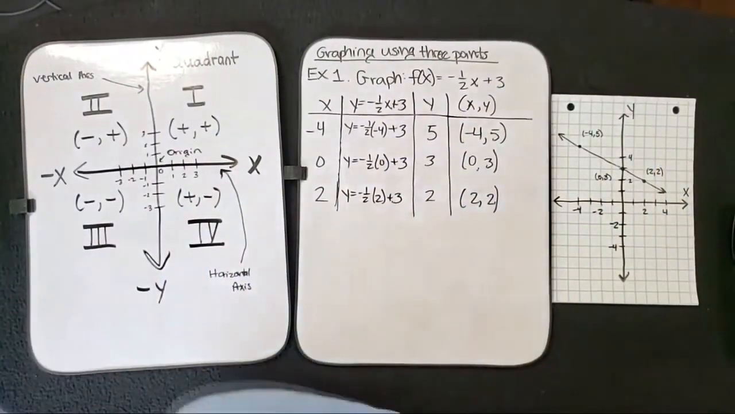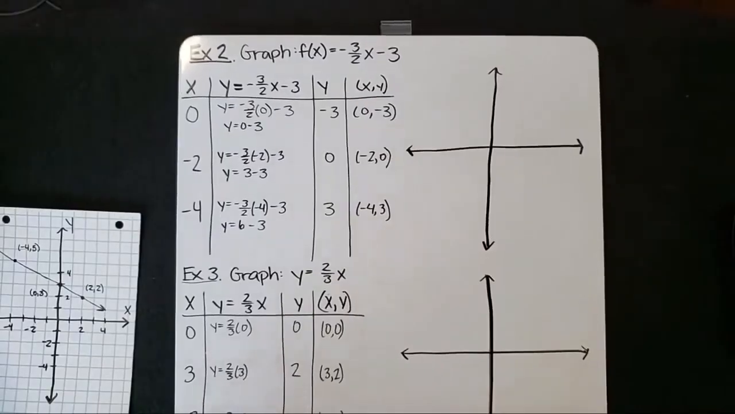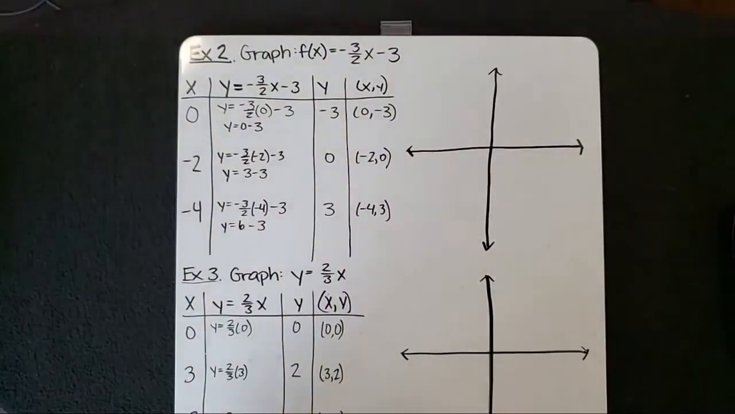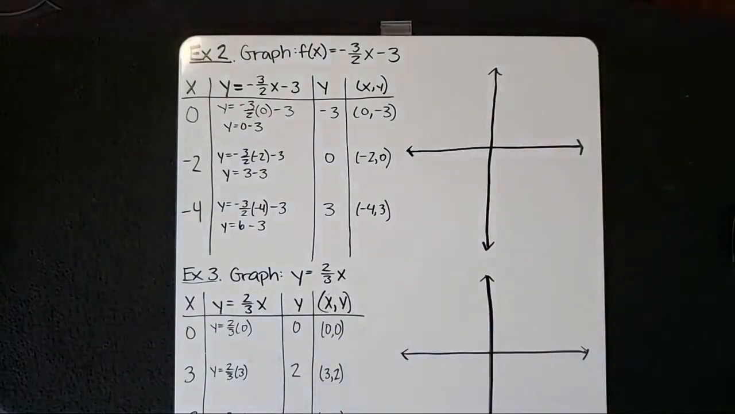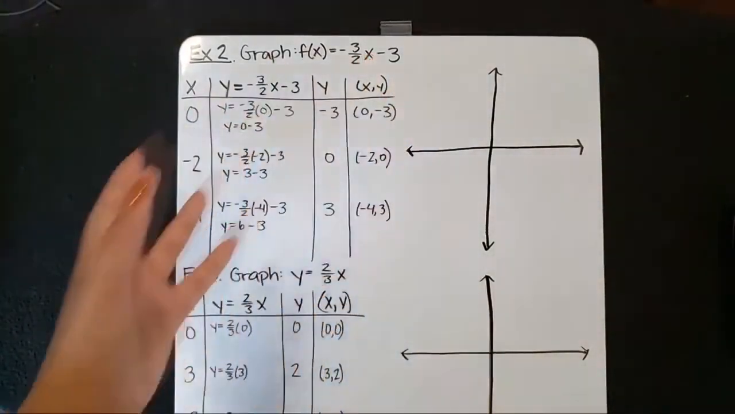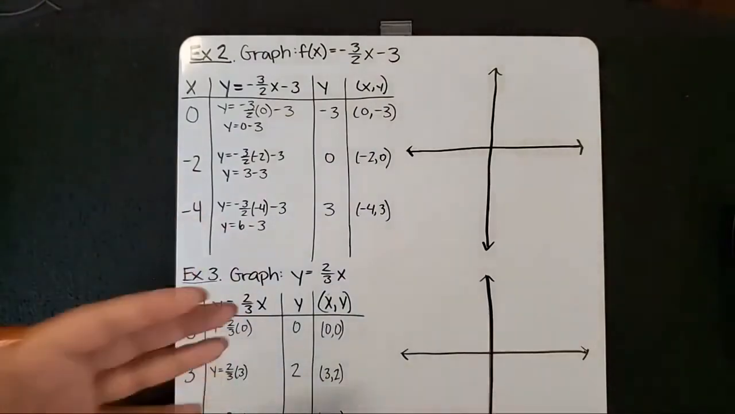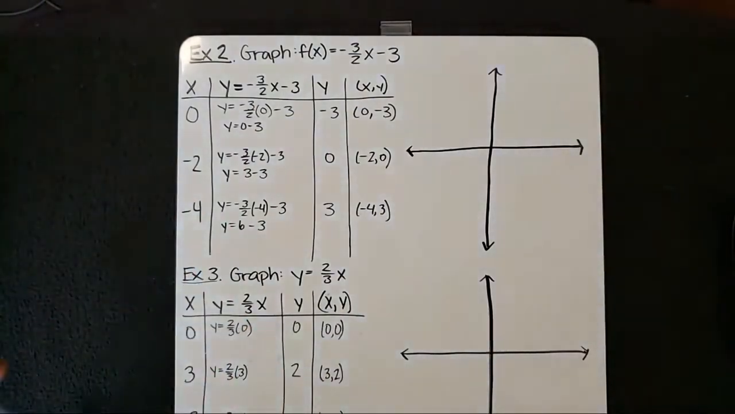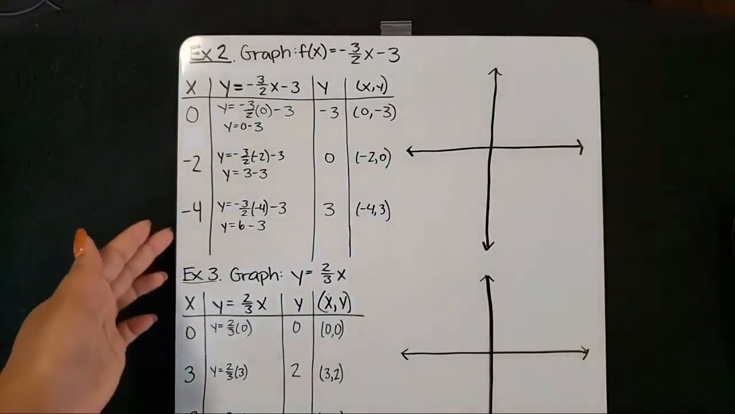All right, so let's get into some more examples. So for example 2, we want to graph f of x equals -3/2x minus 3. So the numbers that we choose, they don't necessarily have to be, but it will help us in our calculations if the number is a multiple of 2. That way we can clear that denominator. So we're going to do 0, -2, and -4.